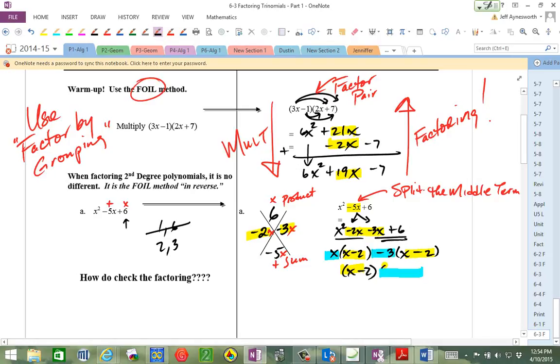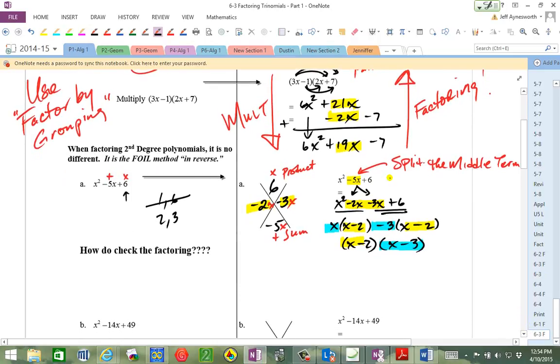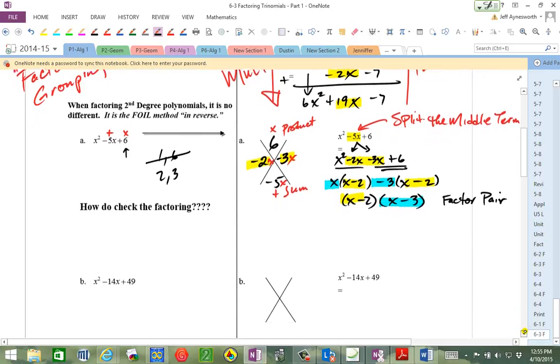So x minus 3. So what I just did is I took a trinomial and I wrote it as a factor pair. This is what I call a factor pair. Pair meaning two factors, right? Okay, and that's what the whole lesson's all about. You want to be able to take a trinomial, split the middle term, factor by grouping, and get it into a factor pair. And to get good at anything, you got to do it a whole lot of times.